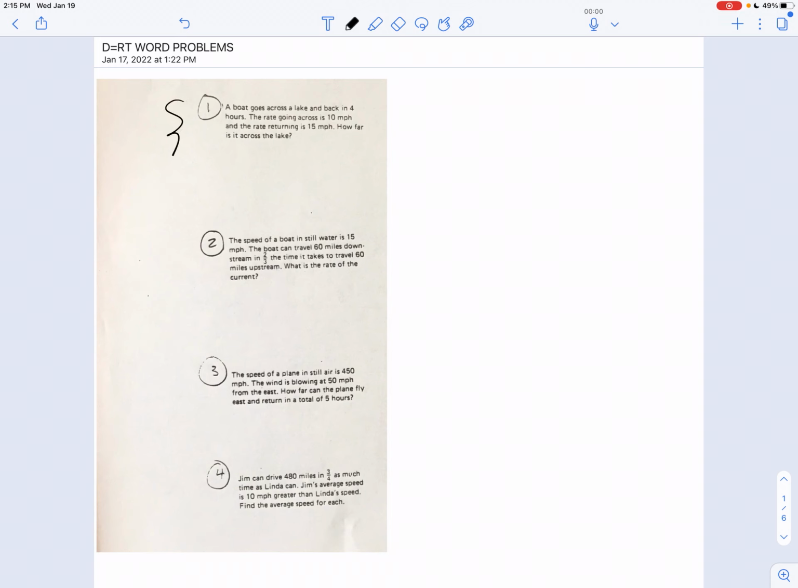In problem 1 here, it says a boat goes across a lake and back in 4 hours. Okay, so it starts here, it goes across the lake and it comes back, and the whole time it does that, it takes 4 hours. The rate going across is 10 miles per hour, but the rate returning is 15 miles per hour. How far is it across the lake?